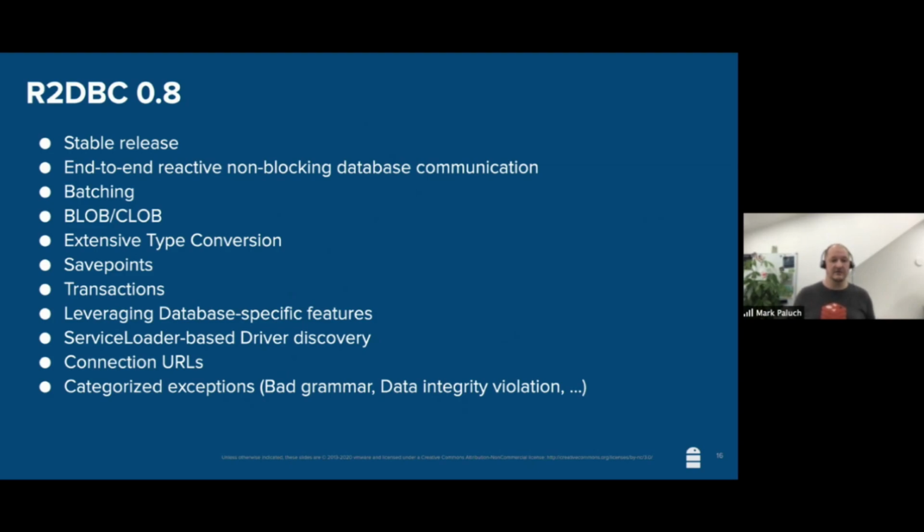R2DBC gives you an end-to-end non-blocking database communication experience. Every time you communicate with the database, whether you enable or disable auto-commit, start a transaction, or run a statement, you get hold of a publisher that emits a completion signal, rows, or an error signal as a result of that operation. R2DBC incorporates batching already, so you can batch multiple statements together and group them in order to minimize the number of I/O round trips between your driver and the database.